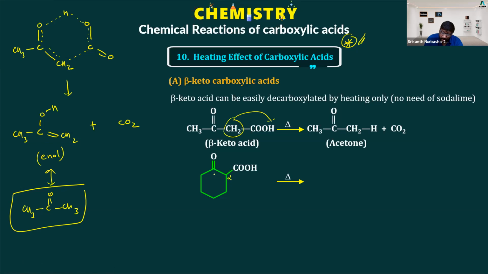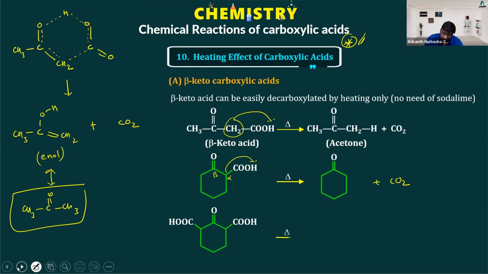What is going to happen? This is the alpha carbon, this is the beta carbon. On this alpha carbon, of the beta keto acid, the alpha carbon is going to pick up the hydrogen. So we form the respective cyclohexanone and CO2 is released. Same here, this is your alpha carbon, beta carbon. This is the alpha, this is beta. So these are all beta keto acids only. So the alpha carbon picks up the proton here. This alpha carbon picks up the proton. So you get the same cyclohexanone, but 2 moles of CO2 are going to be released.